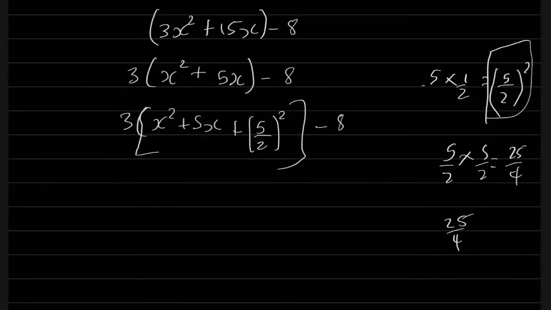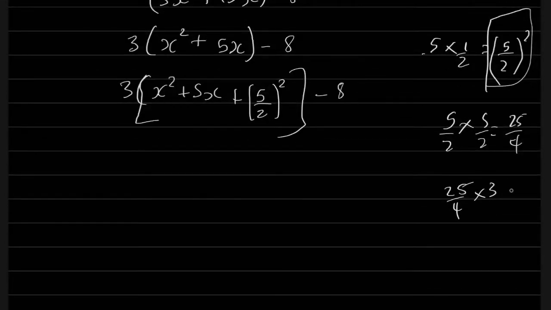25 over 4. But remember, we have a 3 outside this bracket, and this 3 is distributing to everything in this bracket. So we need to multiply this answer by that 3 to ensure that we take out exactly what we added in. When we multiply that, 25 times 3 will give us 75 over 4. So we subtract that back out from the bracket.